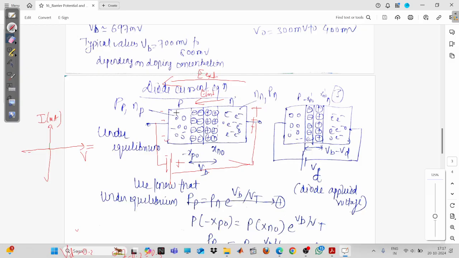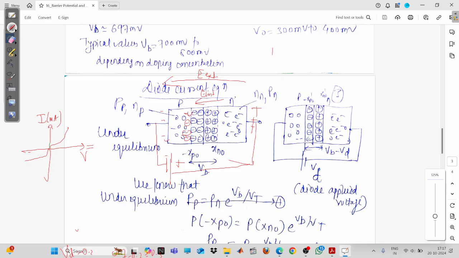So basically now the majority charge carriers will be swept out, and slowly and steadily the depletion layer increases. So all these charge particles will be swept out now. So you will be having this current in the reverse bias condition.